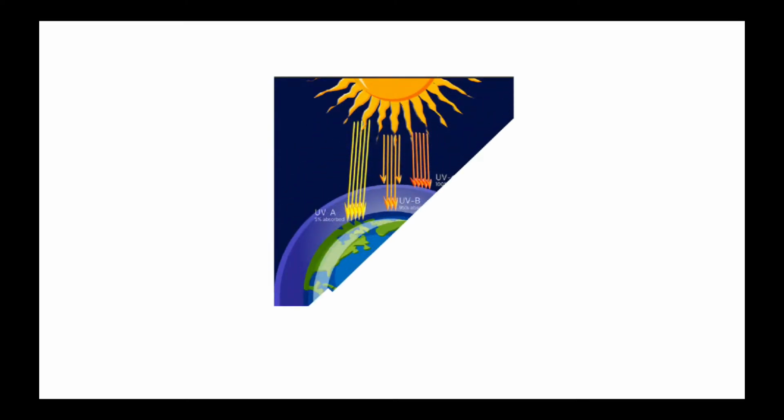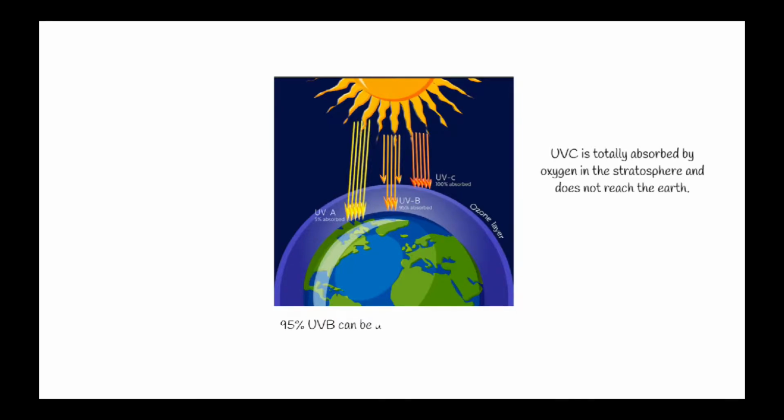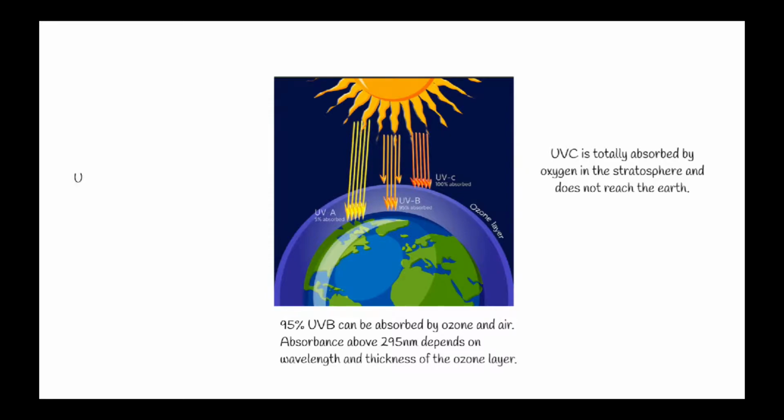Solar ultraviolet radiation from the sun consists of UVA, UVB, and UVC. UVC is totally absorbed by oxygen in the stratosphere and does not reach the Earth. 95% of UVB can be absorbed by ozone and air. Absorbance above 295 nanometer depends on wavelength and thickness of the ozone layer. UVA is not absorbed by the ozone layer, and it reaches the Earth.